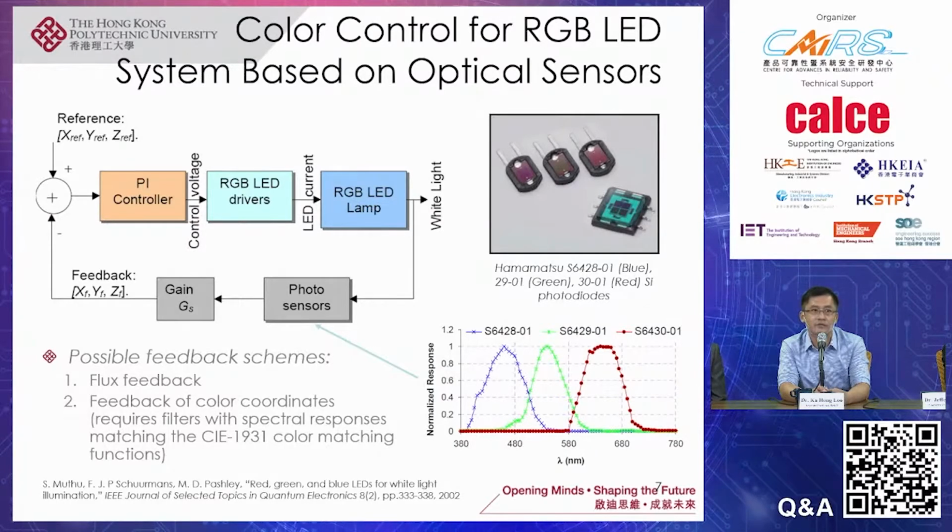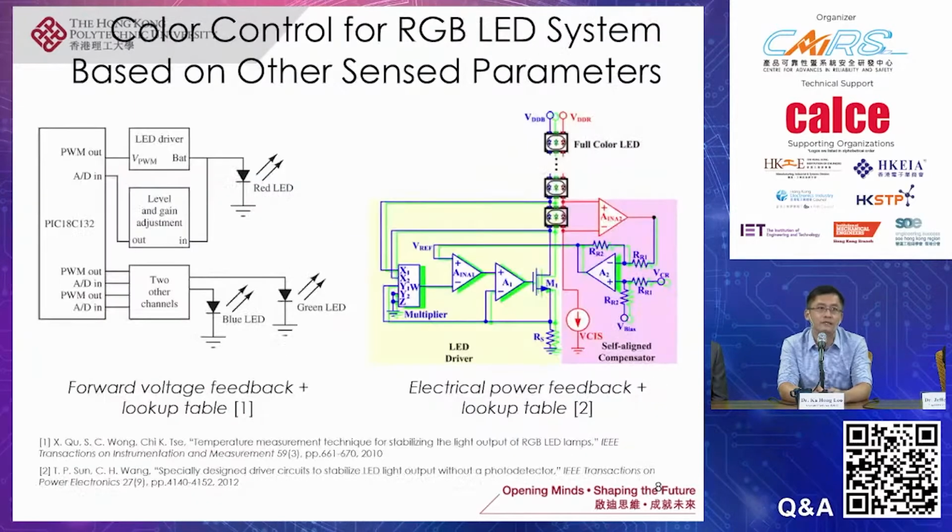There are different approaches to the feedback scheme. One is a direct flux feedback, and the second one is similar, but the photosensors are installed with filters that try to imitate the color matching function of the human eye. Basically, the information that is fed back by the photosensor will correspond directly to human color perception. And apart from sampling or measuring the luminous flux, there are actually other methods to do the closed loop feedback control of luminous flux.